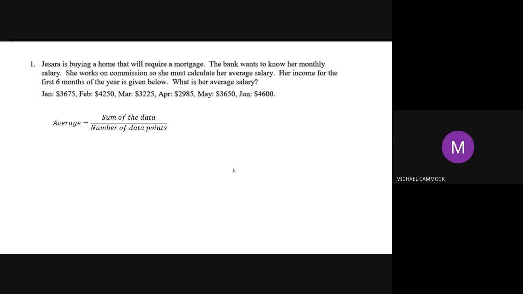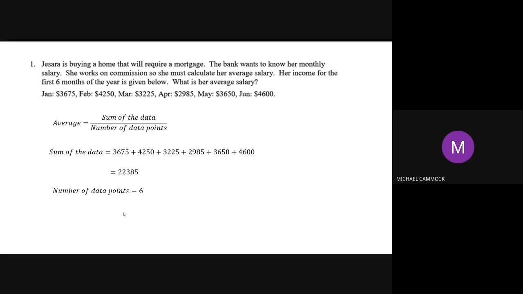So I've done all that work already ahead of time. You will need to do this when you're doing your homework, and I'll tell you where your homework is in a minute. So I'm going to take these numbers, add them all up, 3,675, 42, 50, all of those numbers. And my total works out to be 22,385. So the 6 months of salary, when you add them up, gives you this. So what am I going to do?